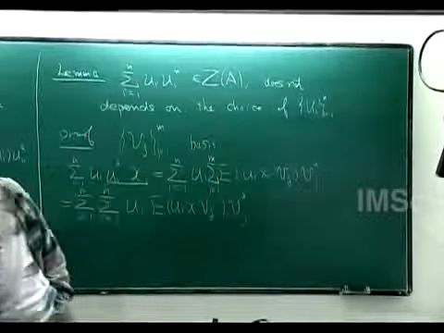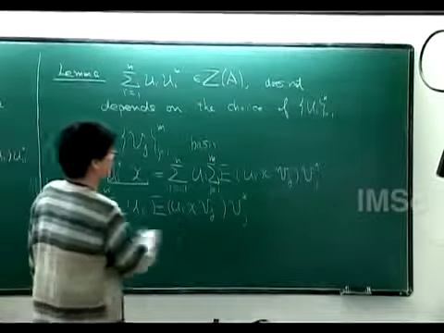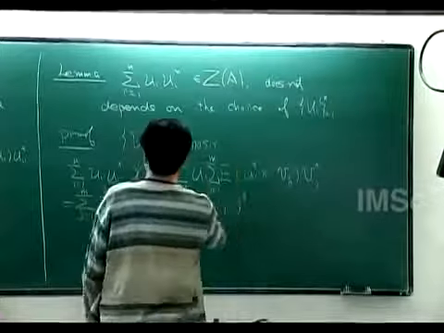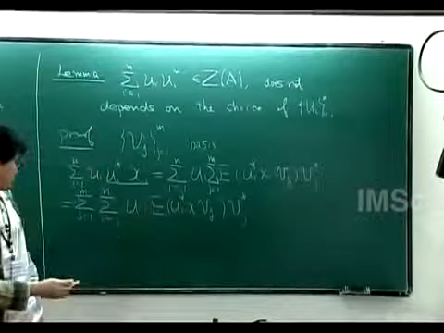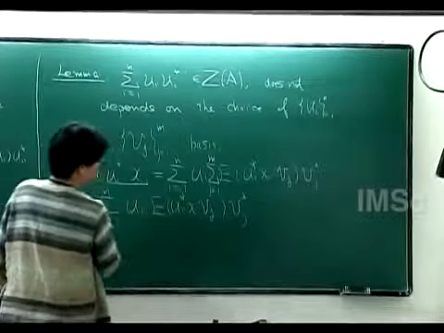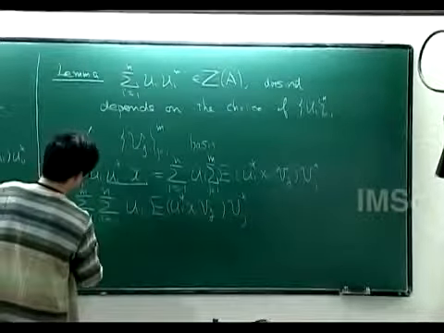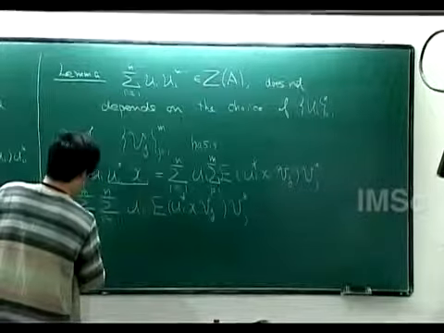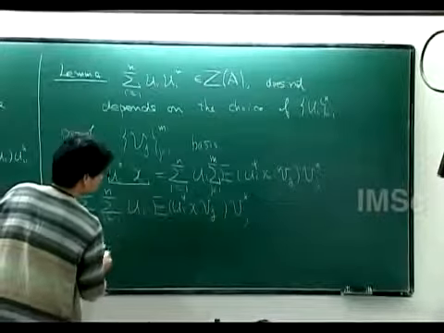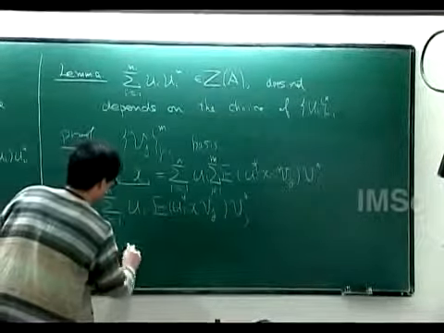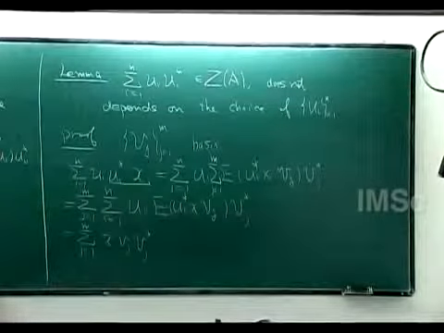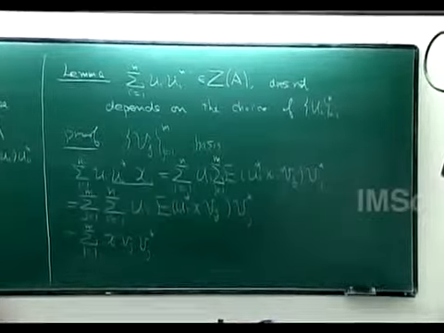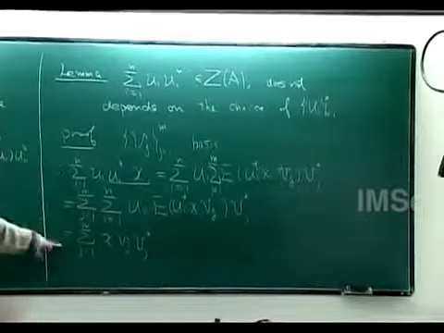Here I use something wrong. Star. Yes. Then I use the basis property of u_i here. Then I end up with this. Right. So you just look at the first term and the last term.